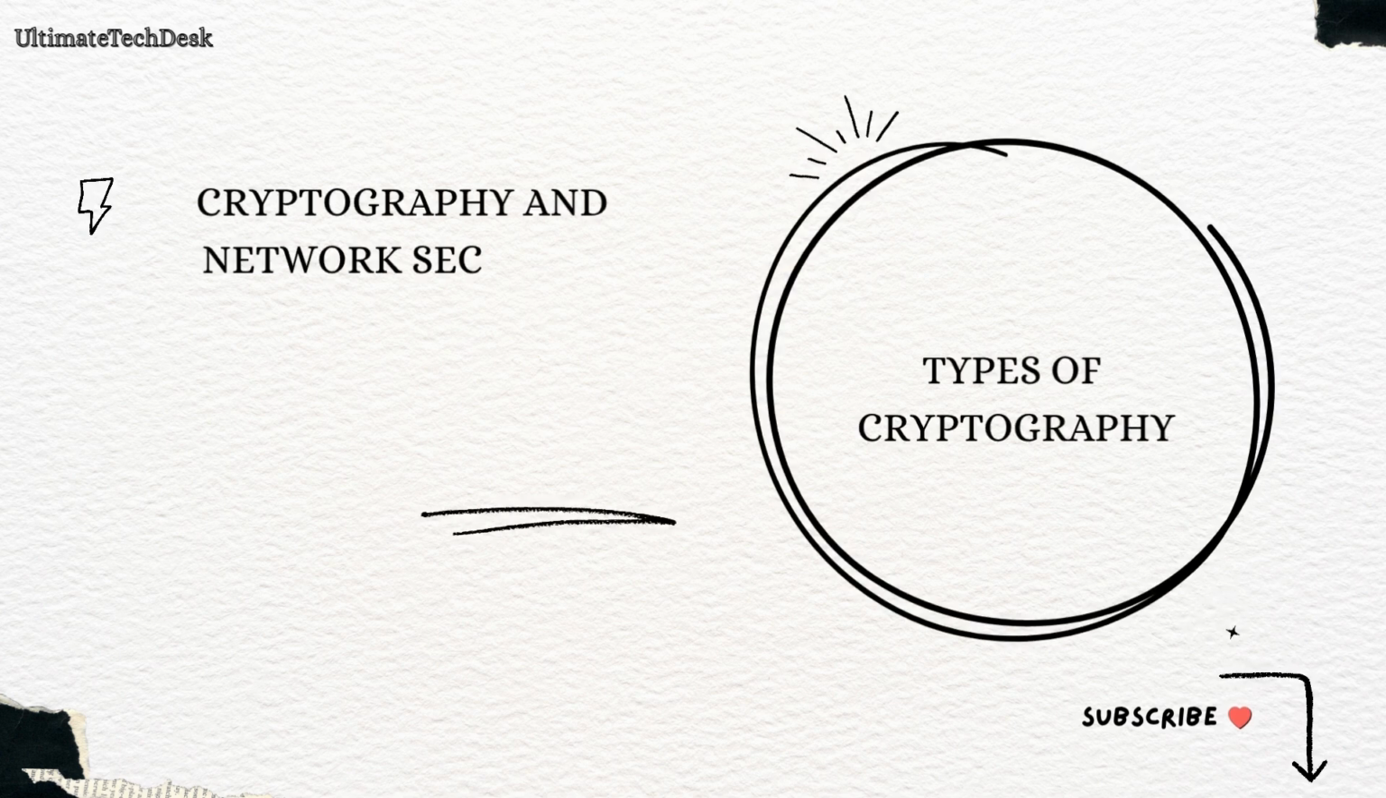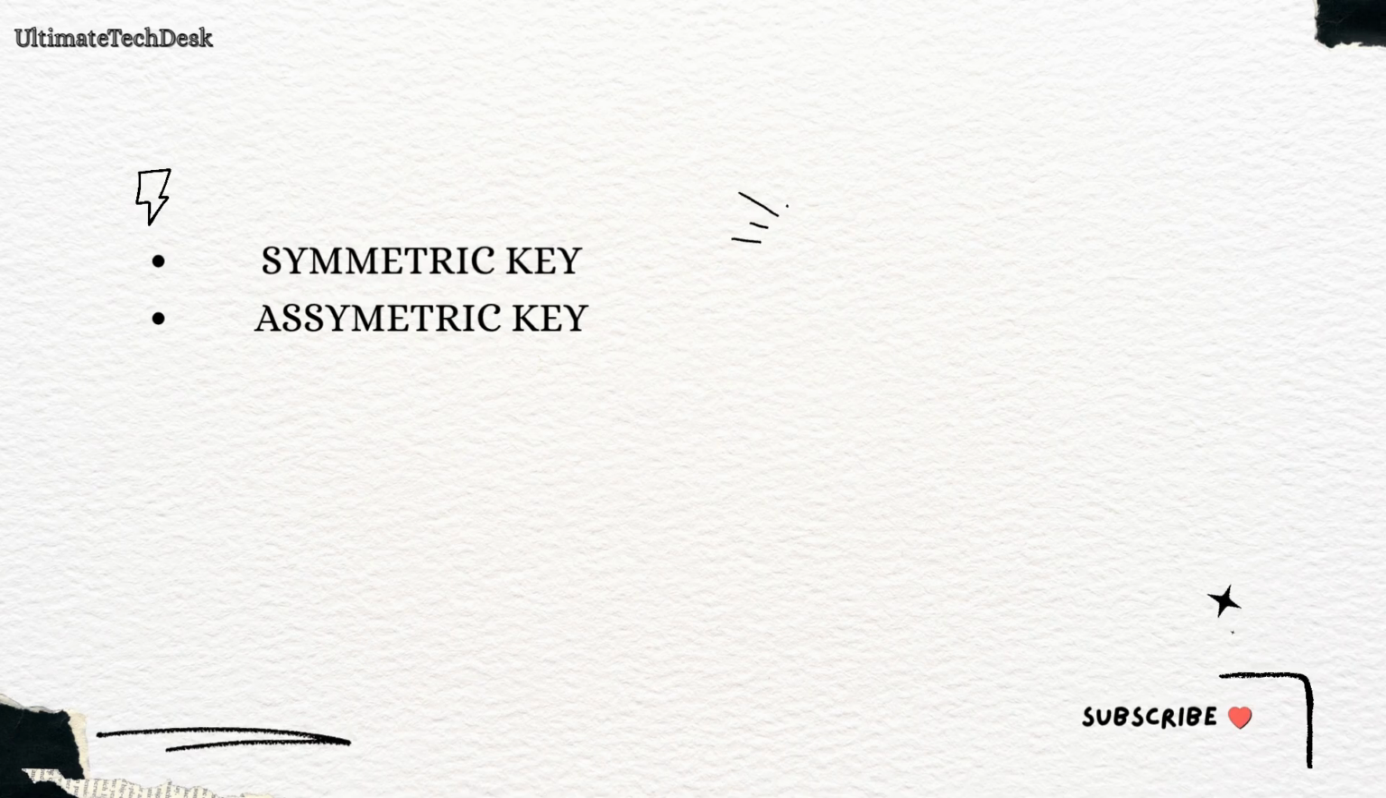In today's video, we're going to talk about something super important in the digital world, types of cryptography. Now let's look at the main types of cryptography. There are two major types: symmetric key cryptography and asymmetric key cryptography.